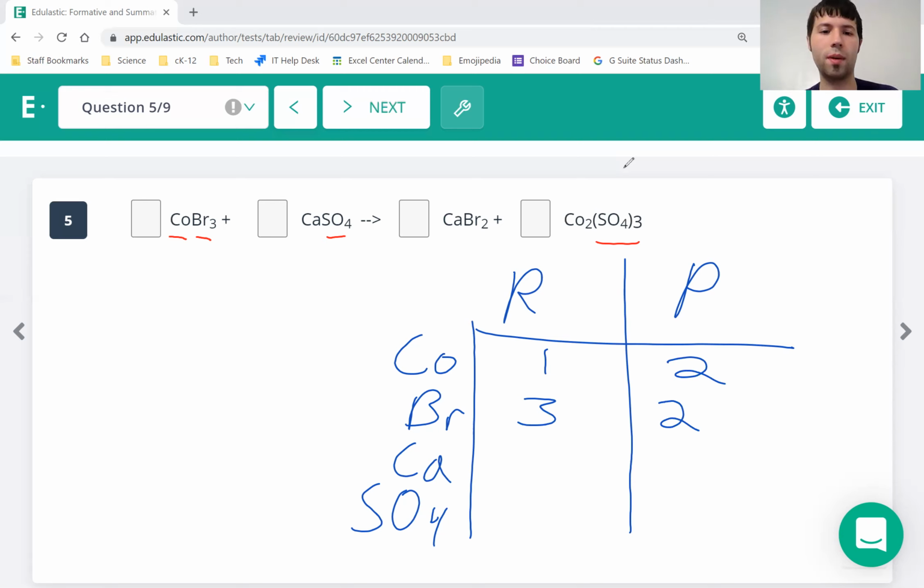Left side, calcium, I have just 1. Right side, I have just 1. So maybe that's a ray of hope there. SO4, I have 1 on the left side and 3 on the right side.